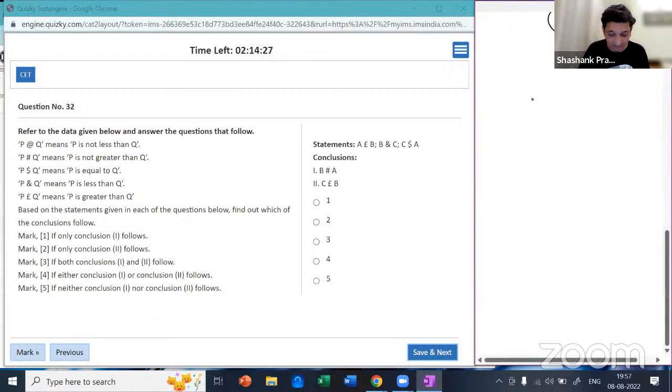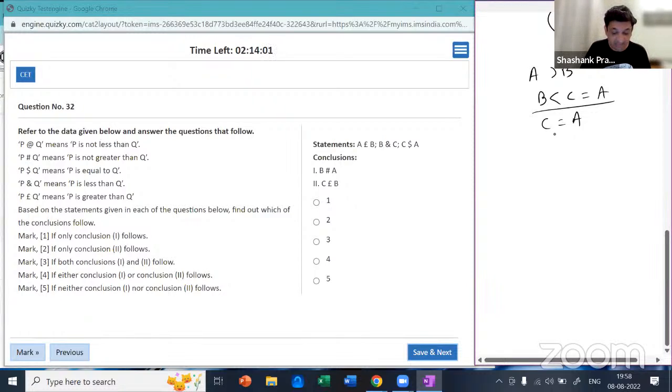Okay. A pound B means A is greater than B. So A greater than B. B and C means B is less than C. Very good. And A dollar C means C is equal to A. Very good. So B greater than C equals A. B less than C equals A. This is consistent. Okay. So conclusion is B hash A.